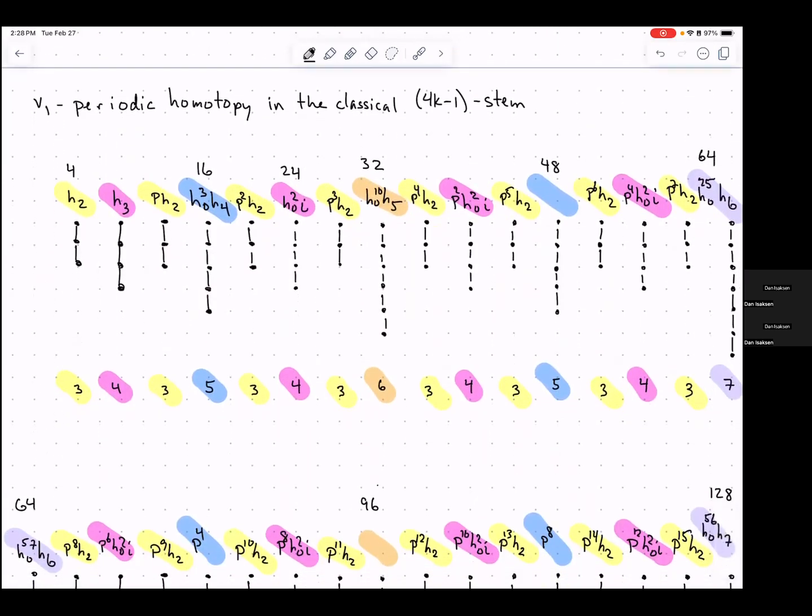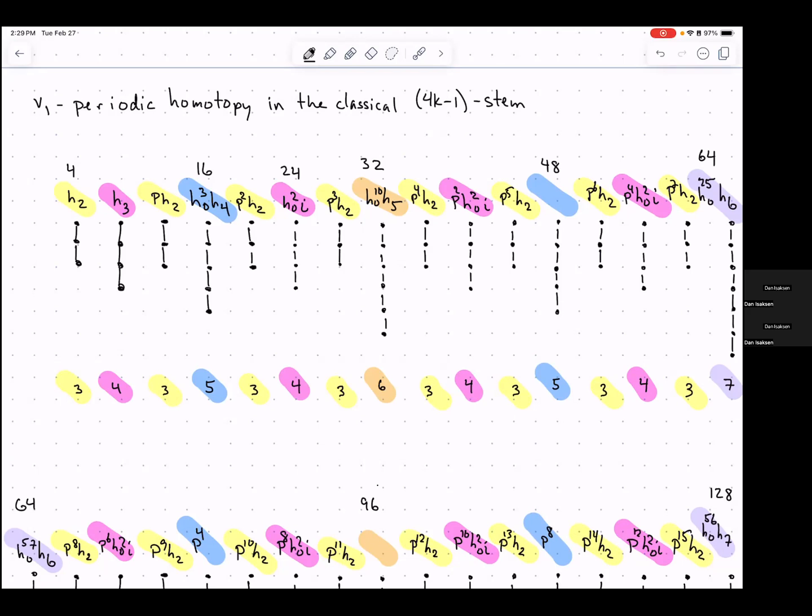First of all, before we do that, let's go back and just look at classical v1 periodic homotopy. I drew these pictures because I had to sort out, in studying the periodic stuff, a very good handle on the classical thing. What have I got here? First of all, the numbers aren't the stem; they're one more than the stem.